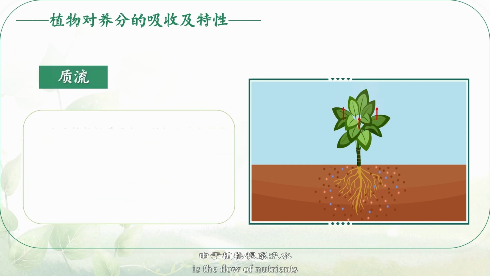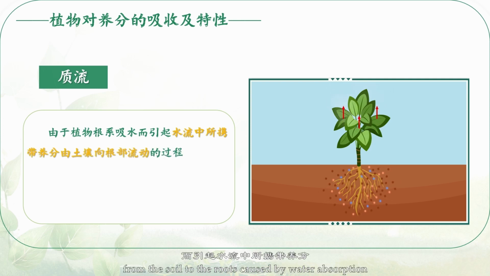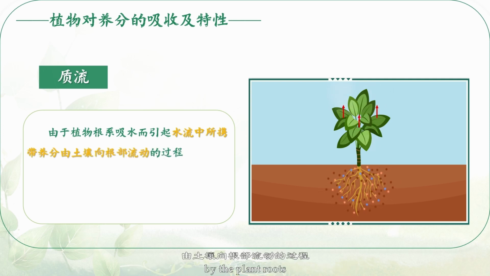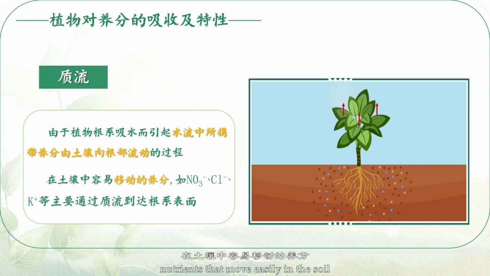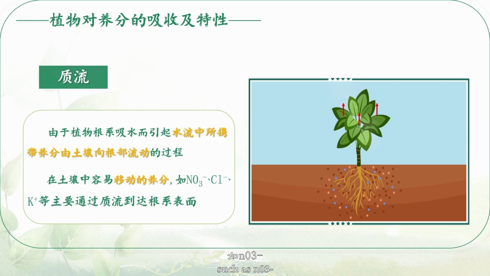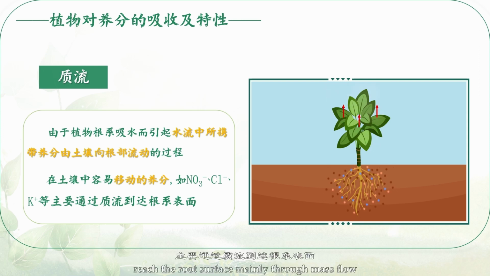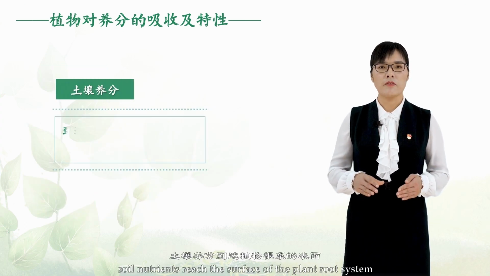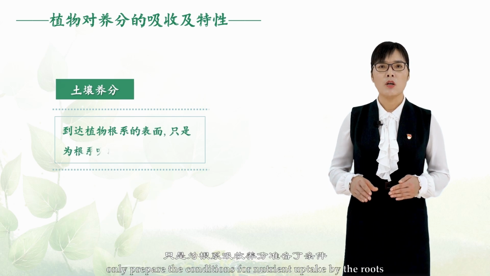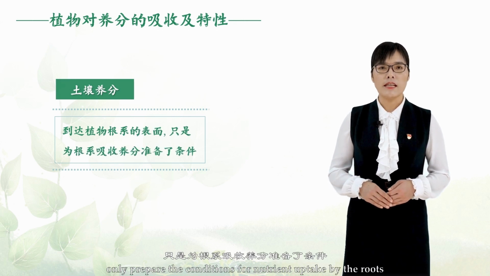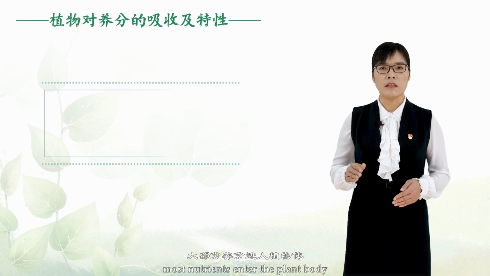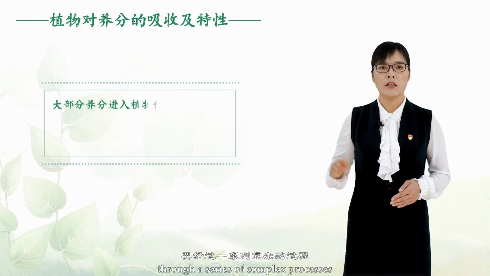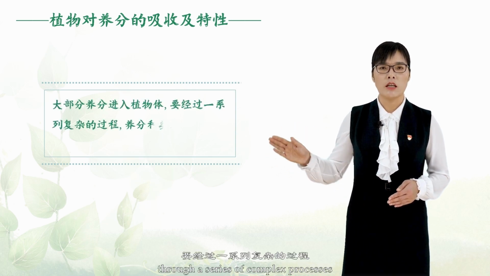Mass flow is the flow of nutrients from the soil to the roots caused by water absorption by the plant roots. Nutrients that move easily in the soil, such as NO3-, Cl-, K+, etc., reach the root surface mainly through mass flow. Soil nutrients reaching the surface of the plant root system only prepare the conditions for nutrient uptake by the roots. Most nutrients enter the plant body through a series of complex processes.